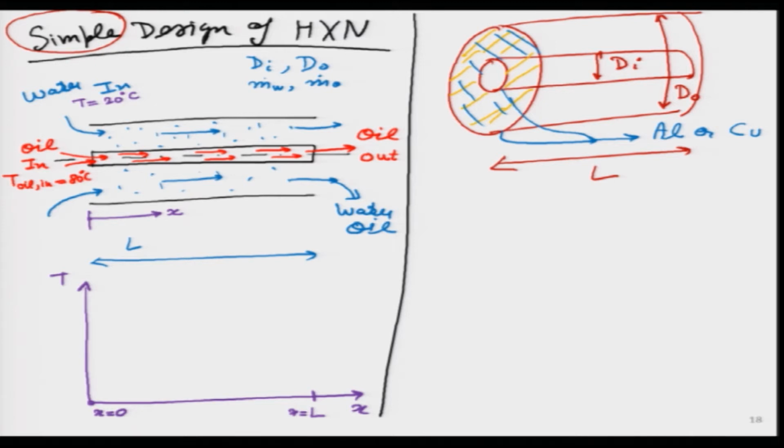Which means I can come back to this particular plot over here and I can start making some dots. So, I am going to make a y scale. This is at 20 degrees, 40 degree, 60 degree and 80 degree. And why have I chosen these numbers? Because initially my oil, which I am representing with red color, it is at 80 degrees. I do not know its temperature at x equals L, but what are the guesses that I can make?